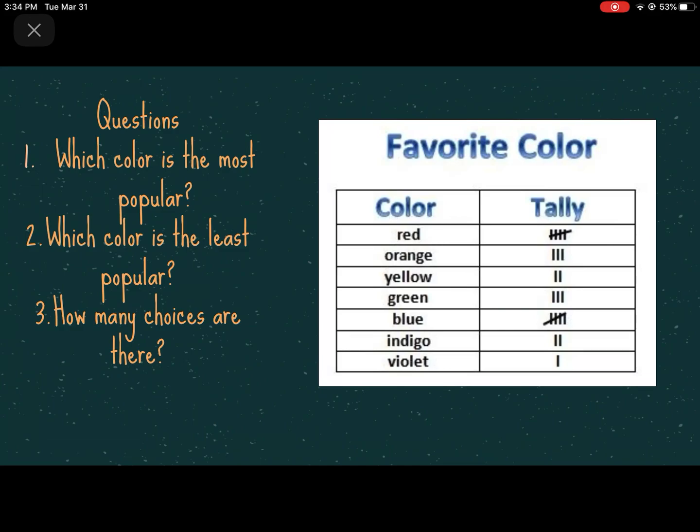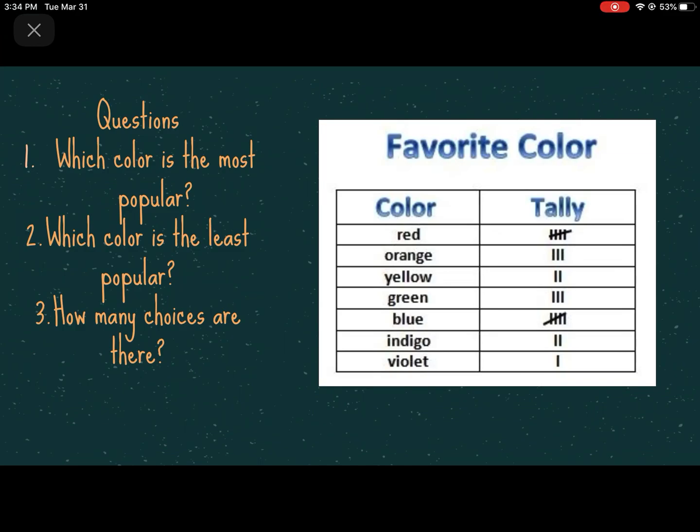So let's look at question number 1. Which color is the most popular? So most popular means has the most. So if we look at our chart, which color or colors has the most?